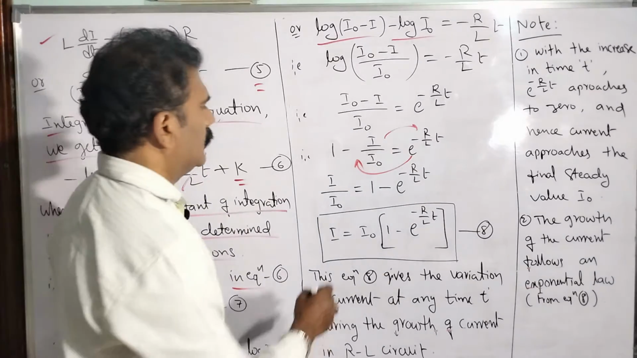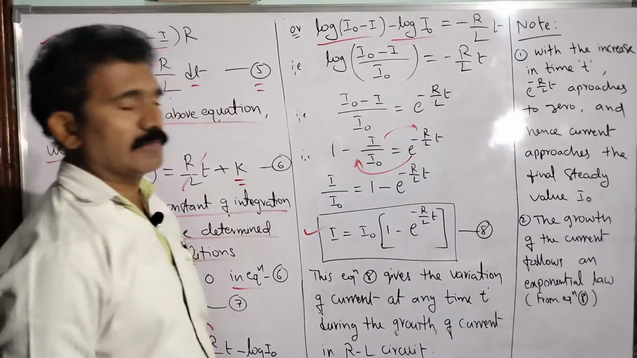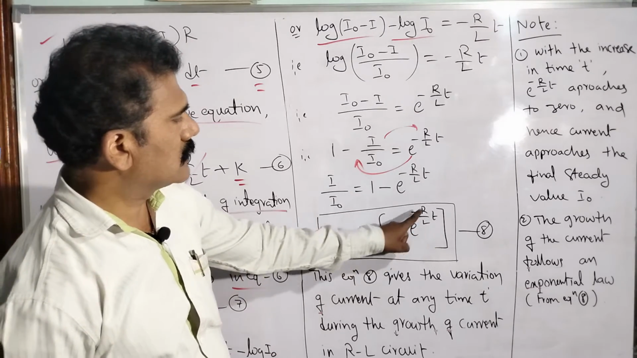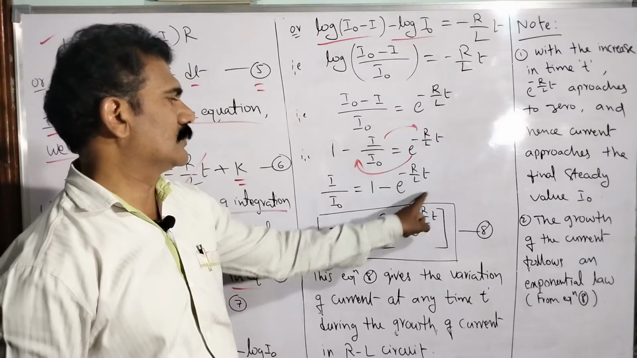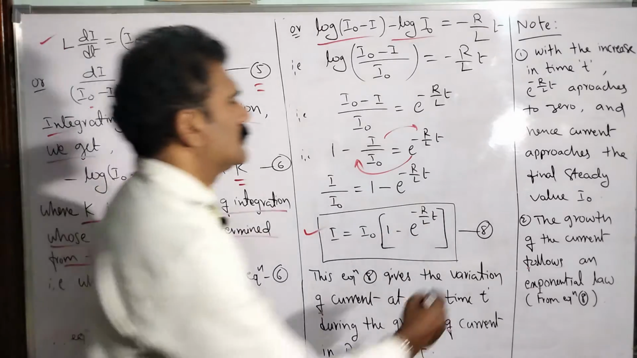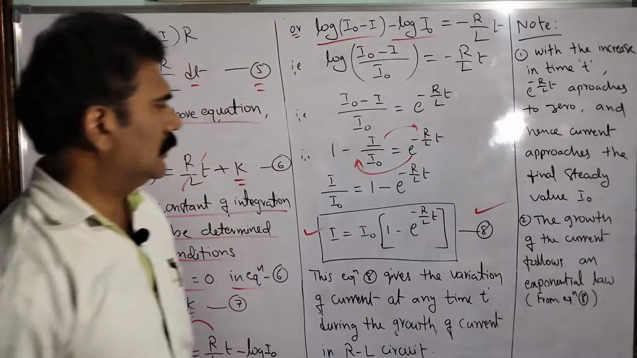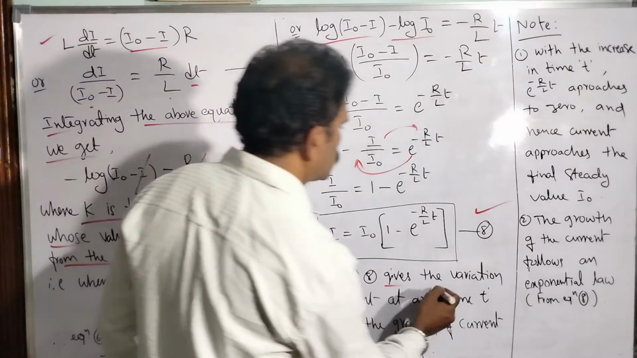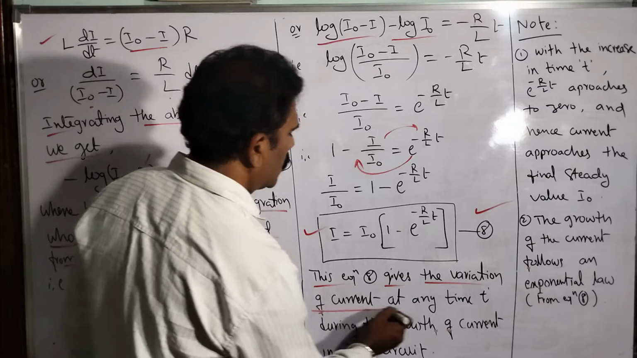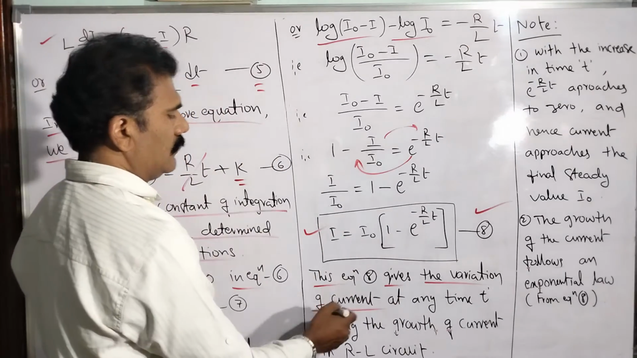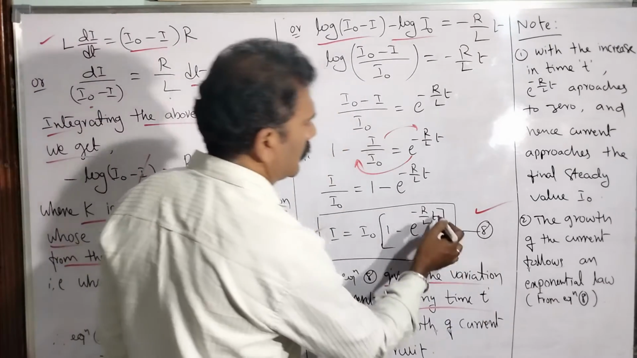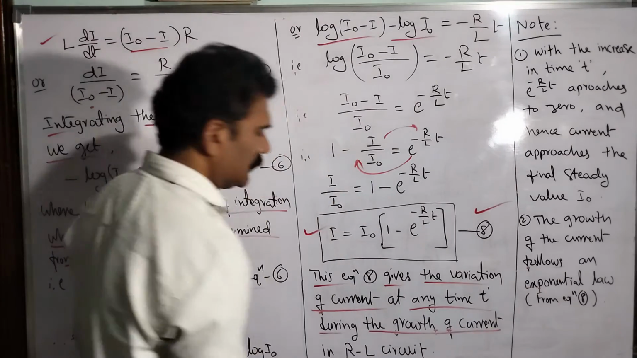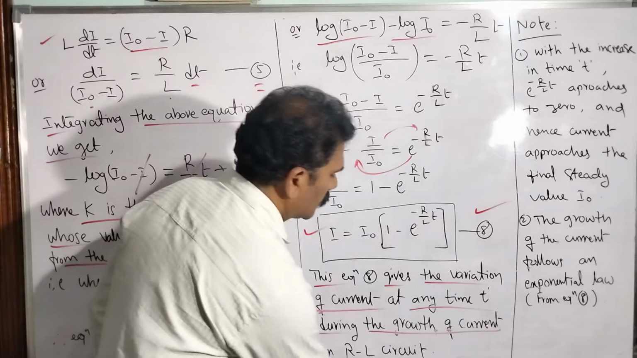Clear? By cross multiplication you can write this equation: I is equal to I naught into 1 minus e to the power of minus R by L into t, as an exponential term here. This is the equation that is important for you to derive. So this equation 8 gives the variation of the current at any time t in the exponential term, during the growth of the current in an RL DC circuit.